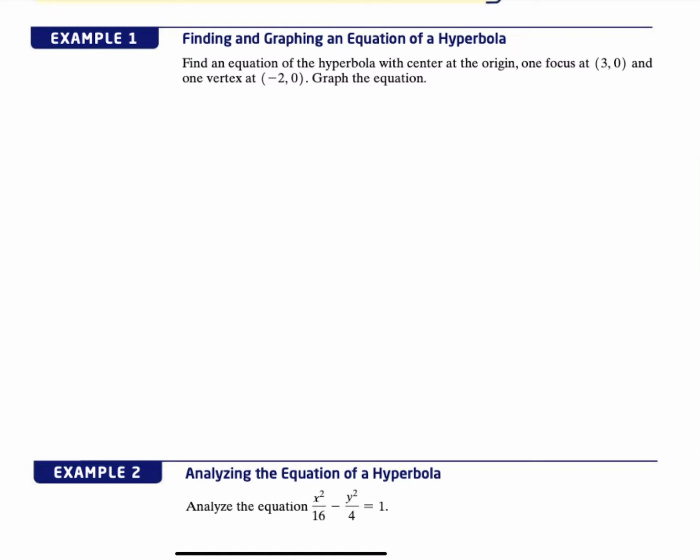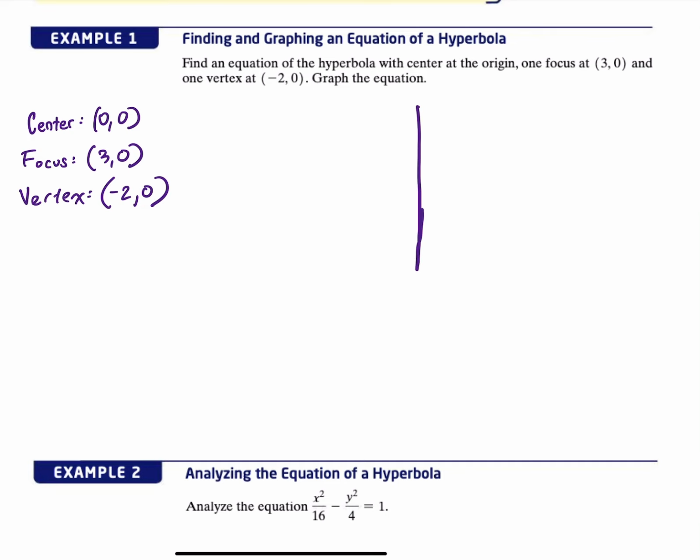So example 1 has us find the equation of a hyperbola with the center at the origin. So I'll say center is 0, 0. One focus is at 3, 0. And one vertex is at negative 2, 0. So let's start to visualize what this will look like.